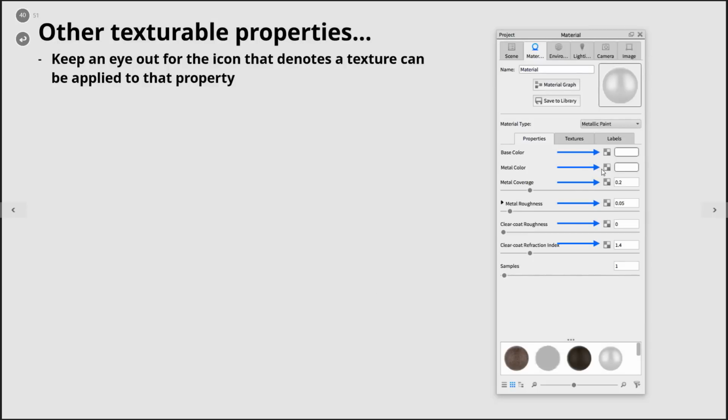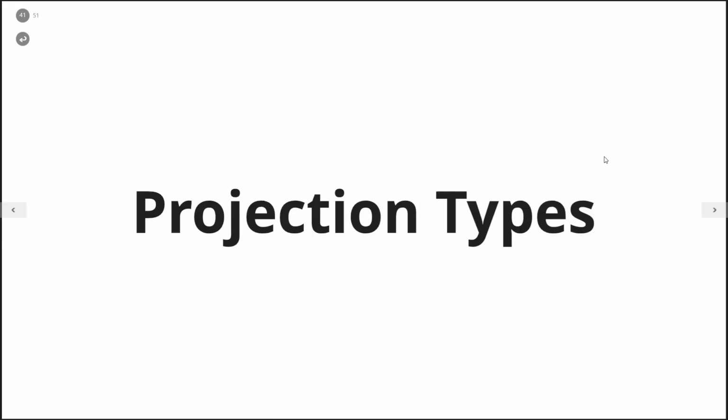Also keep an eye out for this little icon right here whenever you're working in KeyShot. That means it's a texturable property, so we can actually throw in textures to define a lot of these variables. We'll also come back to this one. So we've talked about the different texture types.